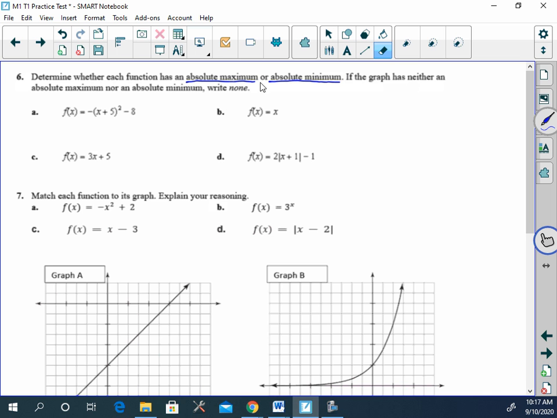And a lot of times when you're reading this, if you underline things, it helps you focus on what you're supposed to be doing here. So this is not multiple choice, okay? You have to answer each part of it here.